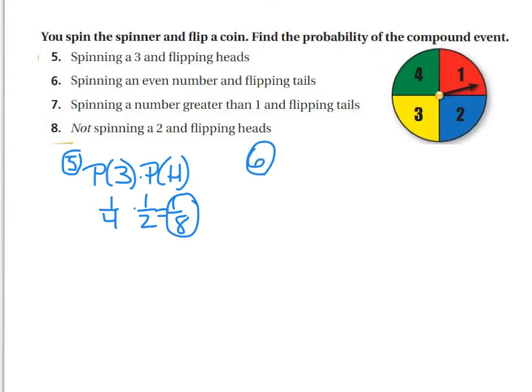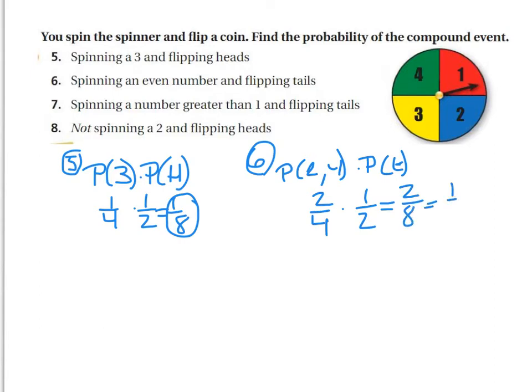All right, let's look at number 6. Probability of spinning an even number and flipping tails. So the even numbers on the spinner are 2 and 4. So I'm going to write the probability of spinning 2 and 4, and then the probability of flipping tails. The probability of spinning 2 and 4 is 2 outcomes out of a possible 4, and the probability of flipping tails is 1/2. So 2/4 times 1/2 is 2/8, which reduces to 1/4.